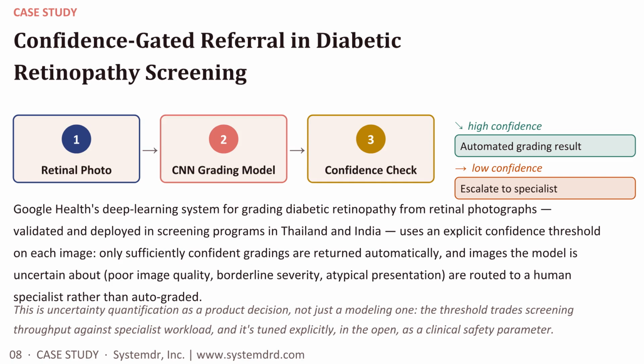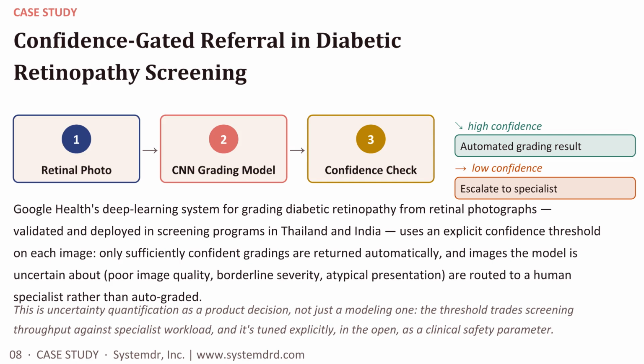Interestingly, deployment studies in real screening camps found that image quality, not just diagnostic ambiguity, was a major driver of low-confidence cases. That finding led the team to add automated image quality gating upstream of the diagnostic model itself. It's a great example of how production uncertainty work often surfaces upstream data quality problems the modeling team never originally scoped. This case study used well-established methods on a discriminative model.